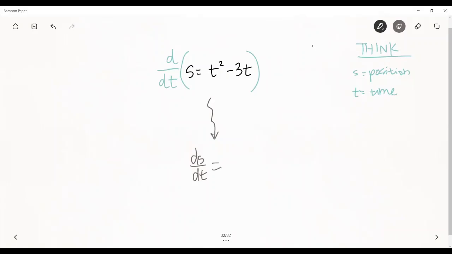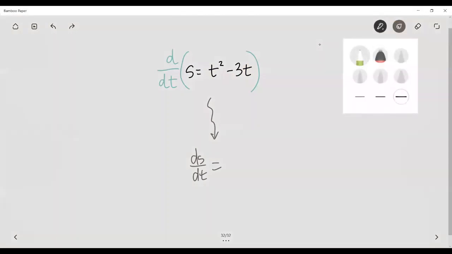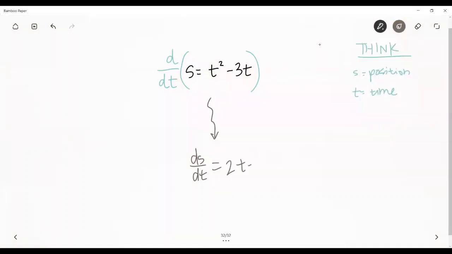Equals, well, now on this other side, I can use my power rule because these variables match up. And if those variables are the same, that means it makes sense for me to try to take the derivative using the power rule. And so I will get 2t minus 3. So this is the derivative of position with respect to time.